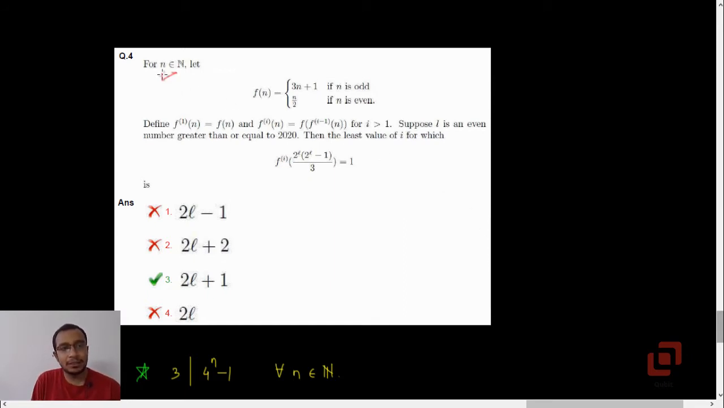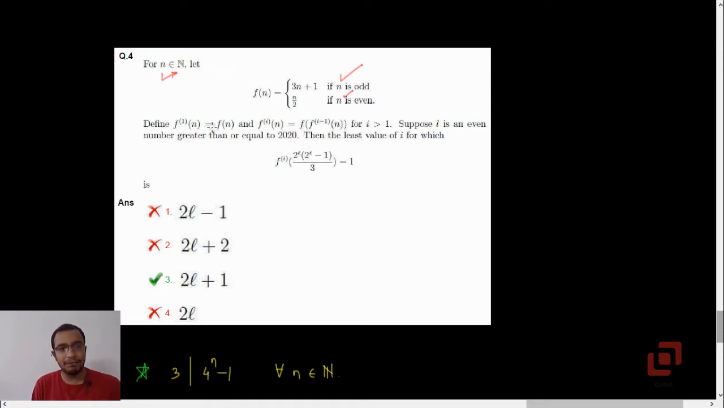For any natural number n, let f of n be defined as 3 times n plus 1 if n is odd, and f of n equal to n by 2 if n is even. So this is a piecewise defined function. For odd n's it is 3n plus 1 and for even n's it is n by 2.